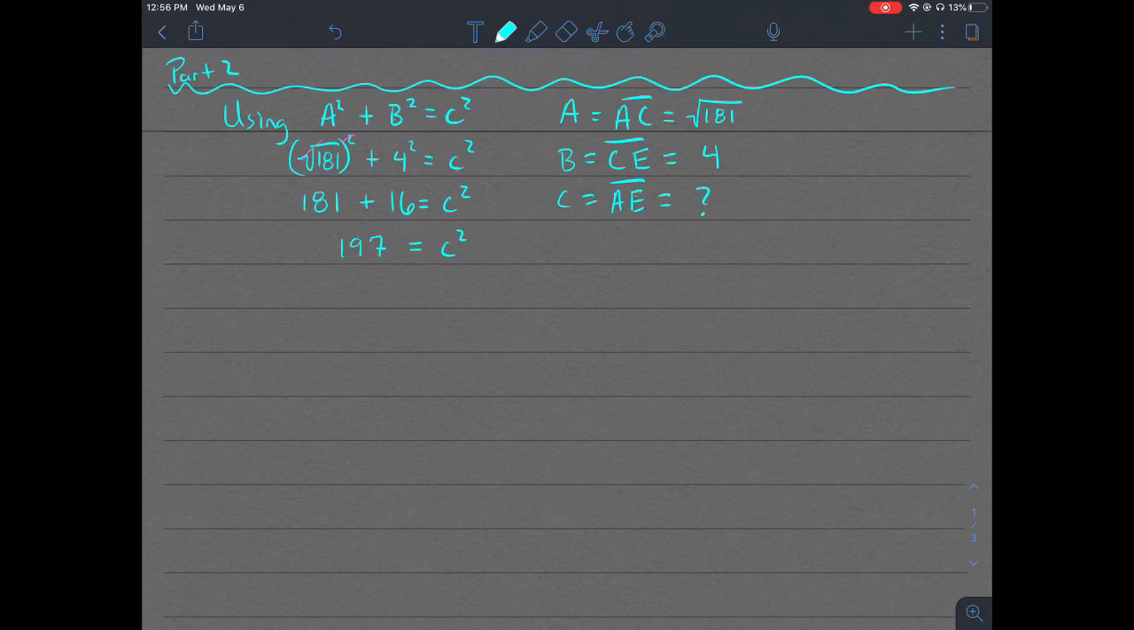Now the last step, and we're done. How do I undo a square? I take the square root. And I get C is equal to the square root of 197. So the distance from A to E is square root of 197. And you can leave your answer like that. I'm okay with that. Okay.